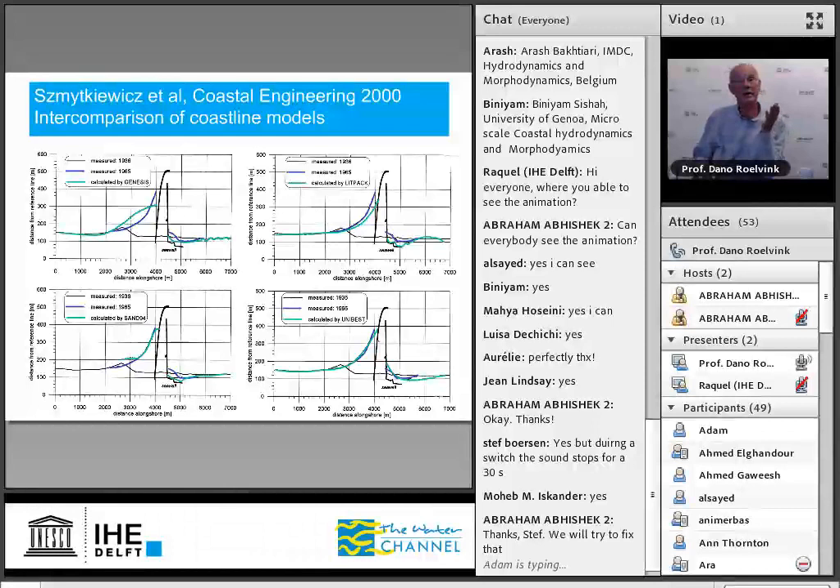An example of what such models can do is a relatively simple case of a port blocking the longshore transport, and on the left side of the port you see how the accretion is simulated, and on the right-hand side you see the erosion. And you see different models that are all in some way or other able to represent this process.